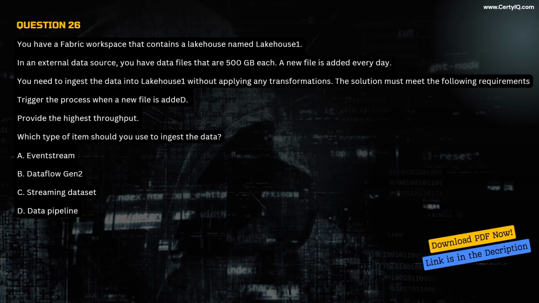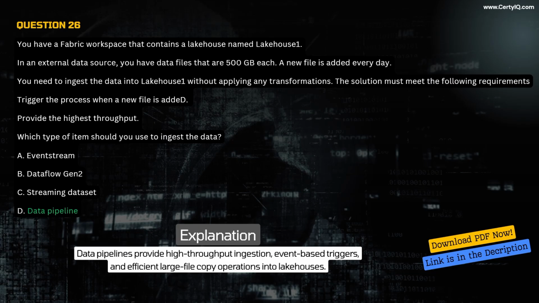A. Event stream. B. Dataflow Gen 2. C. Streaming dataset. D. Data pipeline. Correct answer D. Data pipeline. Explanation. Data pipelines provide high-throughput ingestion, event-based triggers, and efficient large file copy operations into lakehouses.